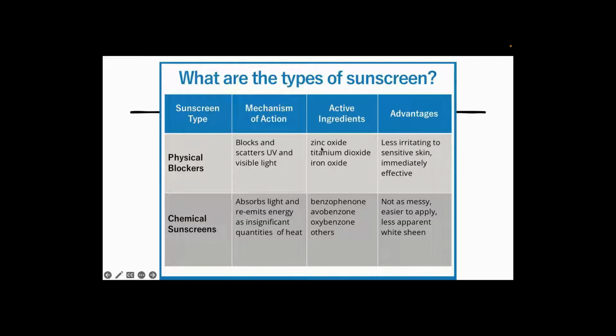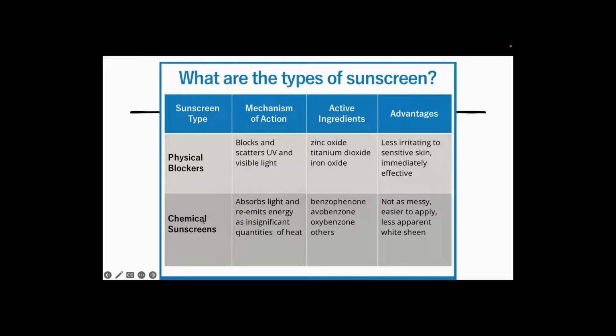Those are the ones, and it will say right on the bottle, if it has zinc oxide, titanium dioxide, or iron oxide. Those ingredients are physical blocking agents from the sun. They block and scatter UV and visible light. They're less irritating to sensitive skin, and they're immediately effective.